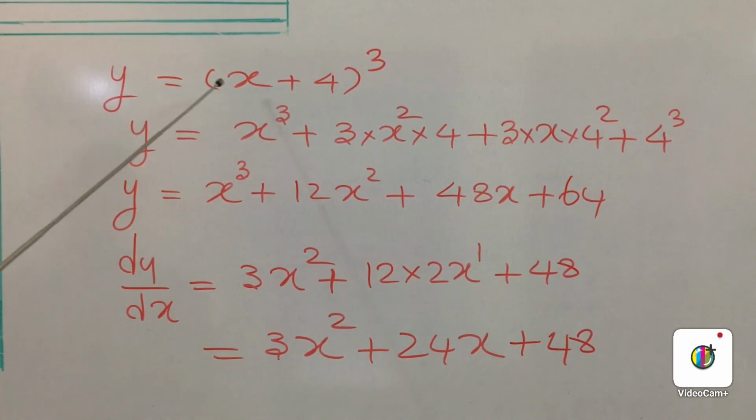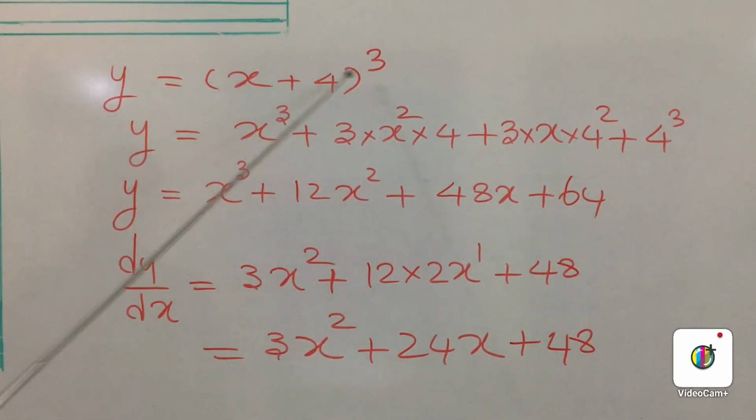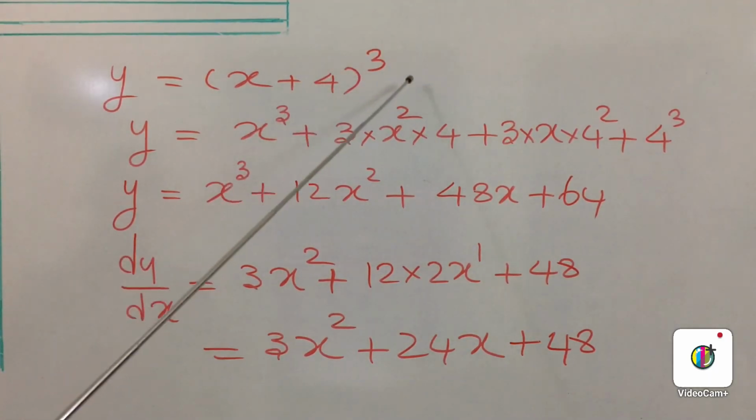This one has a higher power, the (x + 4) whole cubed. It is easy to solve by using the chain rule. We will meet in the next class on the chain rule.